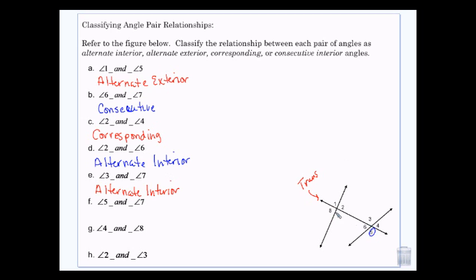5 and 7, if we look at the squares, they're in the same position, so corresponding. 4 and 8 are on opposite sides of that transversal and they're on the outside, so they're alternate exterior. And finally, we have 2 and 3. 2 and 3 are on the same side.